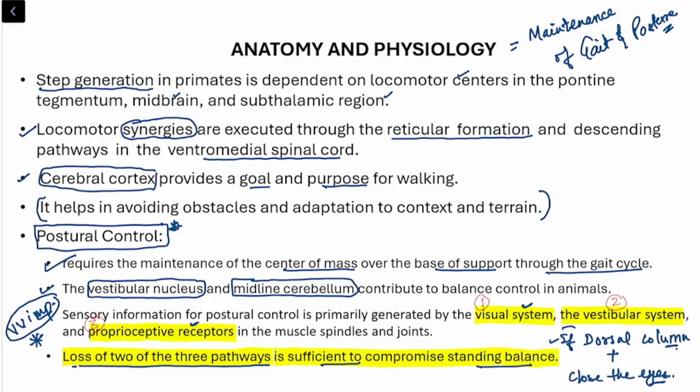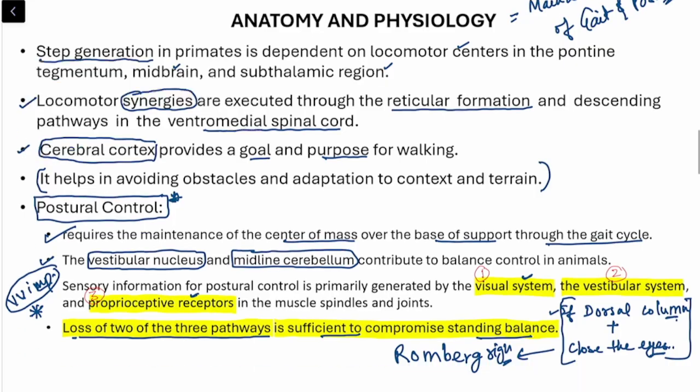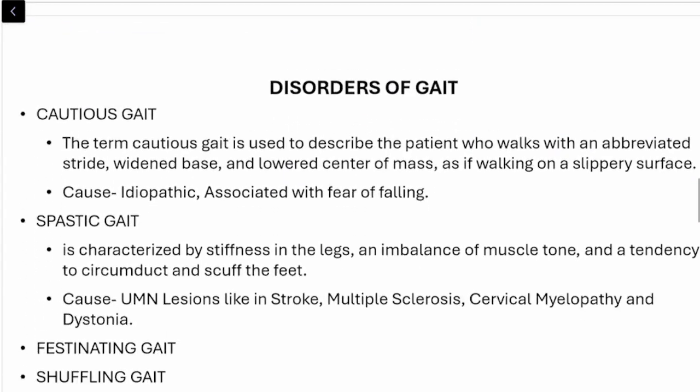And if the patient falls or tends to fall on closing the eyes, it means the dorsal column is already gone, which means the Romberg sign is positive. That is what I want to tell you here, the Romberg sign. What is the Romberg sign? What is the physiology behind the Romberg sign? Right. So coming on to the next slide.